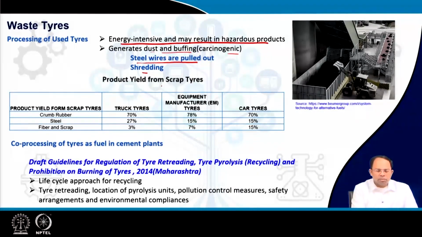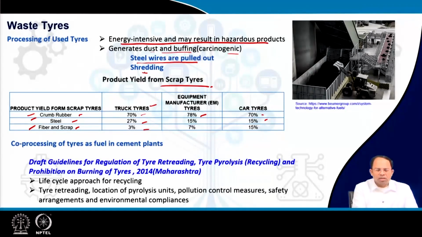Now from scrap tires, this is what we can generate. For example, we can generate crumb rubber, steel, some amount of fibers and scrap materials. You can see for truck tires, the rubber part is 70%, whereas for car and other equipment tires, it is around 78%, steel around 27% in truck tires and 15% in car tires and other tires, and fiber and scraps are 3%, 7% and 15%. So these are the materials which can be recovered, which could be reused or recycled for other purposes.